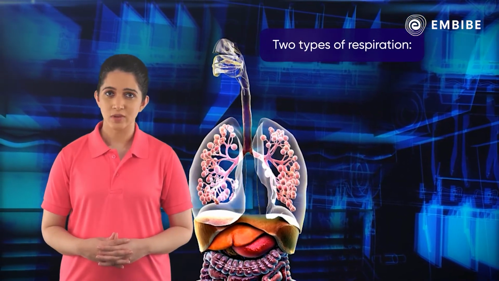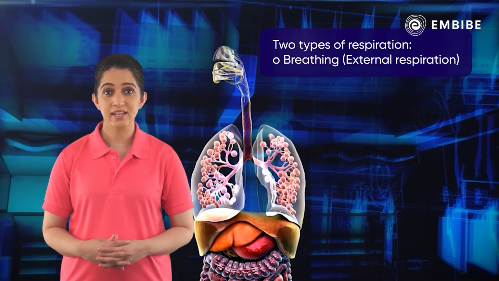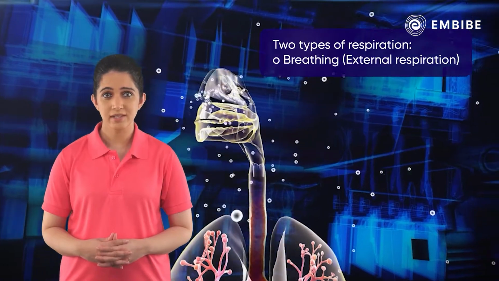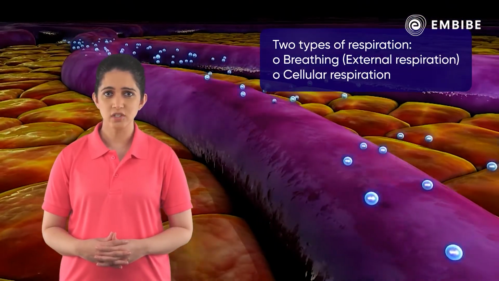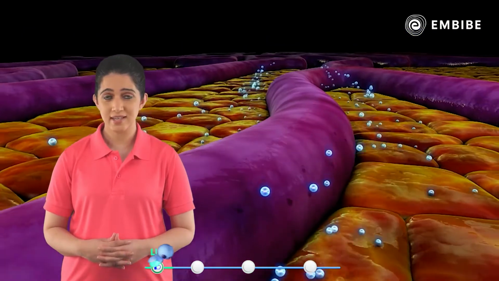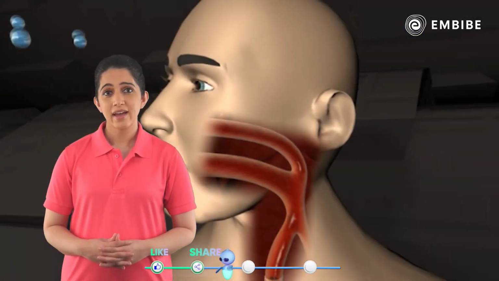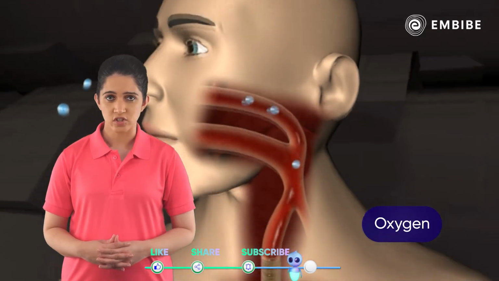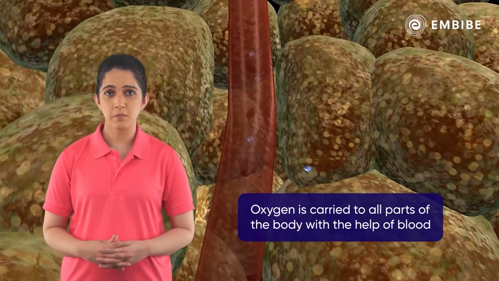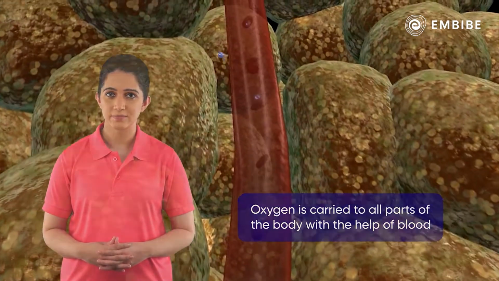Respiration occurs at two levels: breathing and exchange of gases from within the body to the environment, and cellular respiration, which is a more complex process that takes place in our cells. The air that we breathe is rich in oxygen. This oxygen is carried to all the cells in the body via our blood.